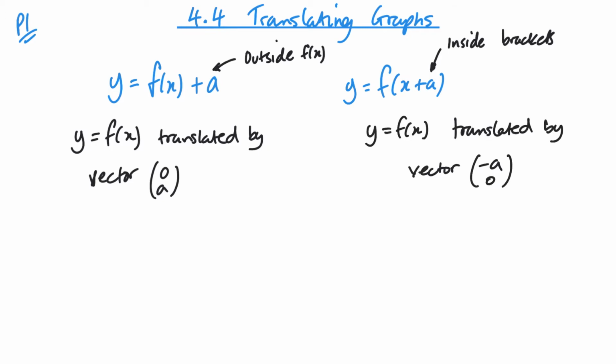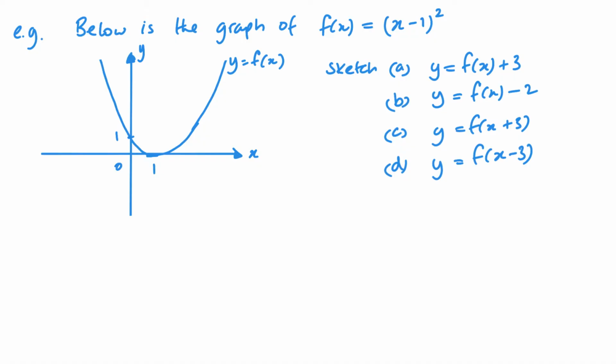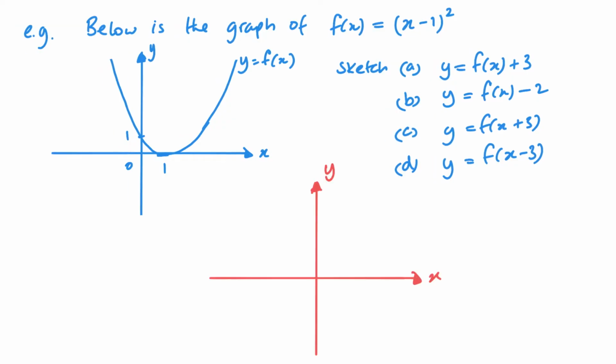So here I'm going to do an example where I've sketched the graph y equals f of x, where f of x is x minus 1 squared. And I'm going to apply these 4 transformations to it. So looking at the first one, we're drawing y equals f of x plus 3. So this is a vertical translation, so vertical movement of 3. So it's an increase of 3. So everything's going to move up by 3.